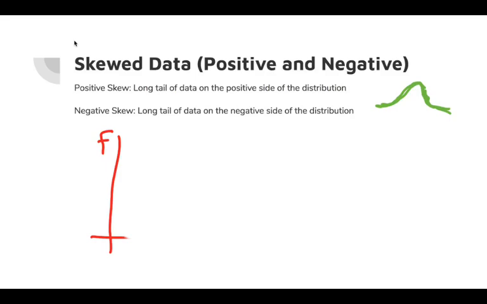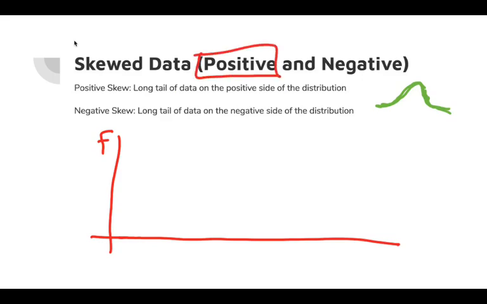So if that's normal, then what is a skewed distribution? If it's a positively skewed distribution, that means you're going to have a long tail of data on the positive side of the distribution. So I come over here and then maybe the bump in my data is here, and then it goes out and I have this really long tail to the right.